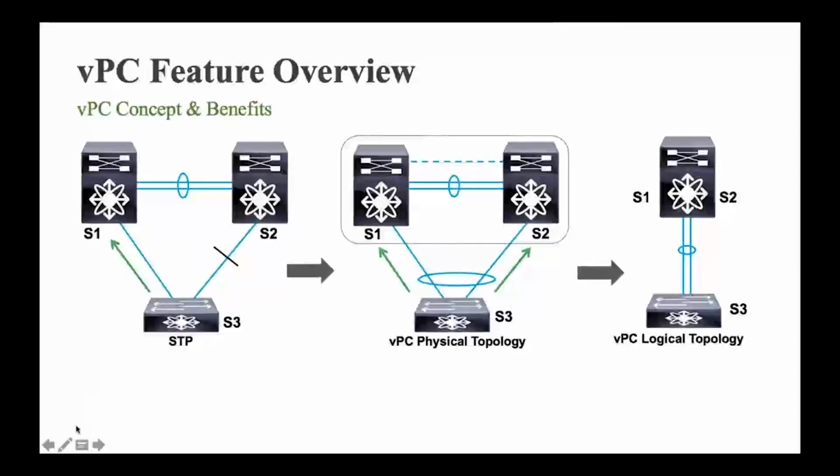So in STP, you can see here one link is always going to go into a blocking state. That is the way STP works, right? When you have multiple links, according to the STP algorithm, there is a root switch that is elected. On what basis is the root switch elected?